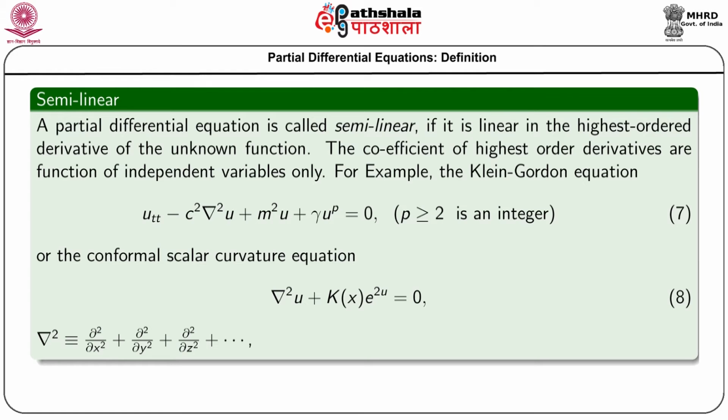One example of a semi-linear equation is written in equation number 7, and another example is given in equation number 8, where del square is the Laplacian, which is defined as del 2 del x square plus del 2 del y square plus del 2 del z square. The equation number 6 appears in differential geometry.